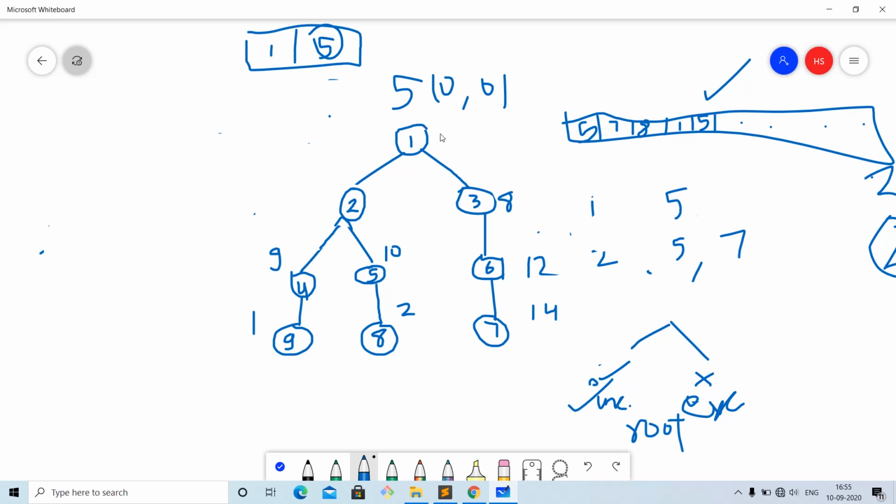Then 5 is also divisible by 5, so this 5 will be considered as another candidate for the answer corresponding to this root vertex. So we will then see whether 5 is maximum than 1 or not. Since it is maximum, the answer for this vertex will be 5.